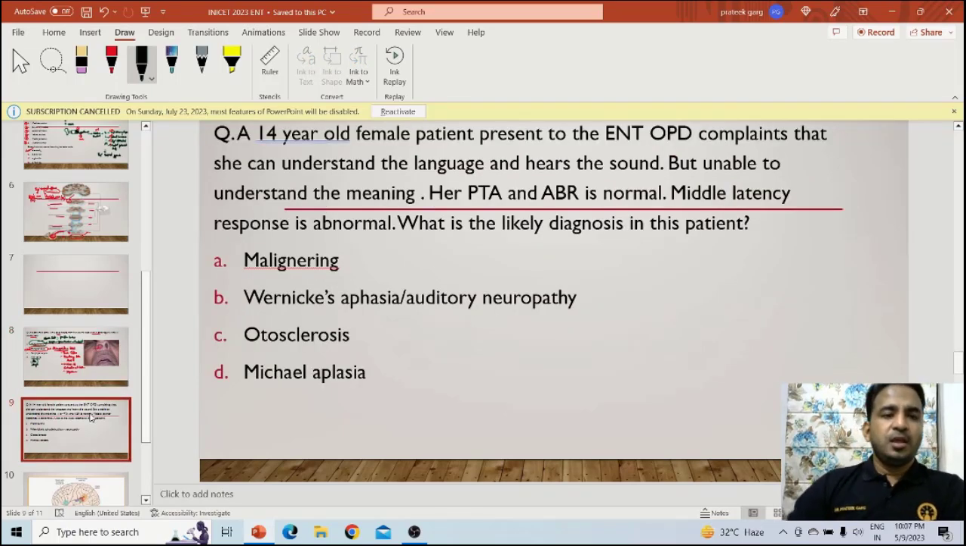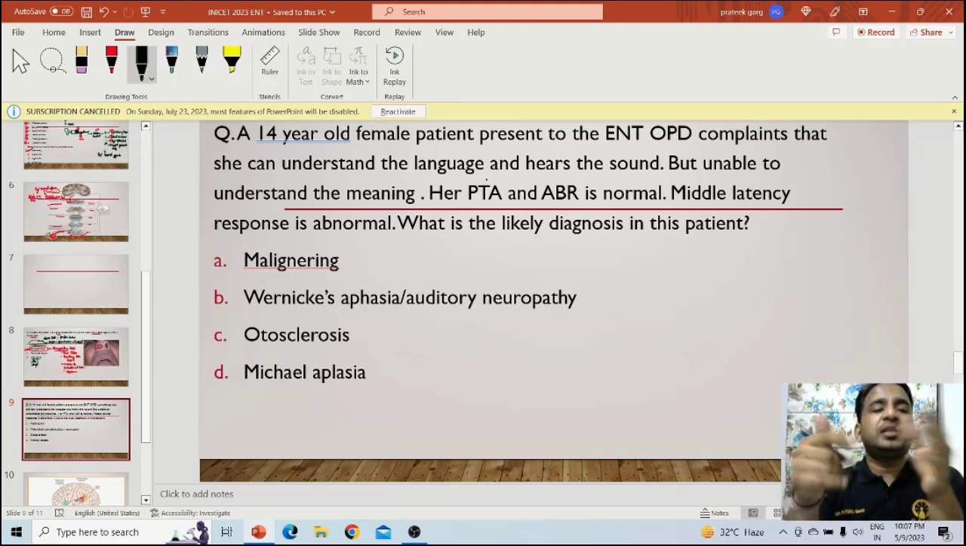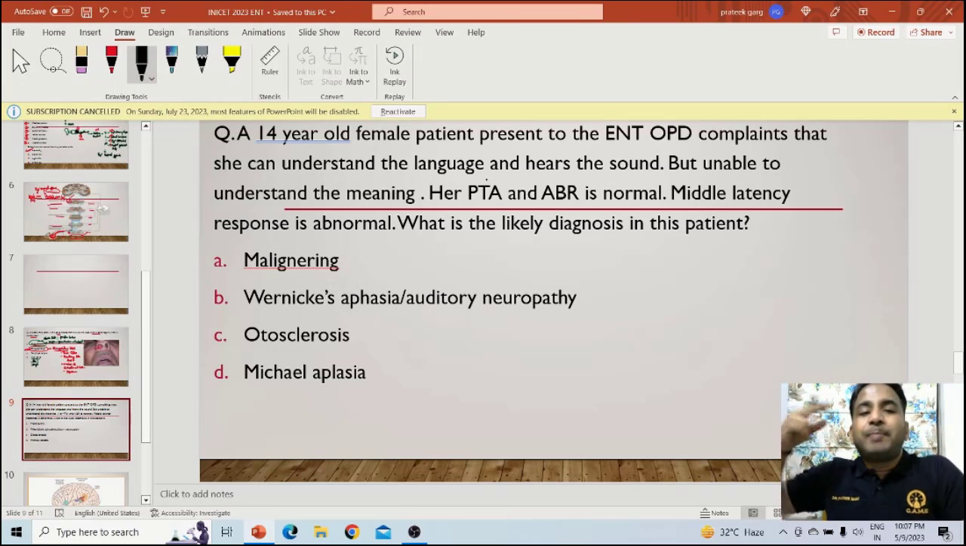Next question. A 14-year-old female presented to ENT OPD complaining that she can understand the language and hears the sound, but is unable to understand the meaning. So what the patient is complaining of is that she can hear the sound and understand the language, but is unable to understand the meaning. That means sound is being perceived, but the concept, the meaning of that sound, is not being obtained.